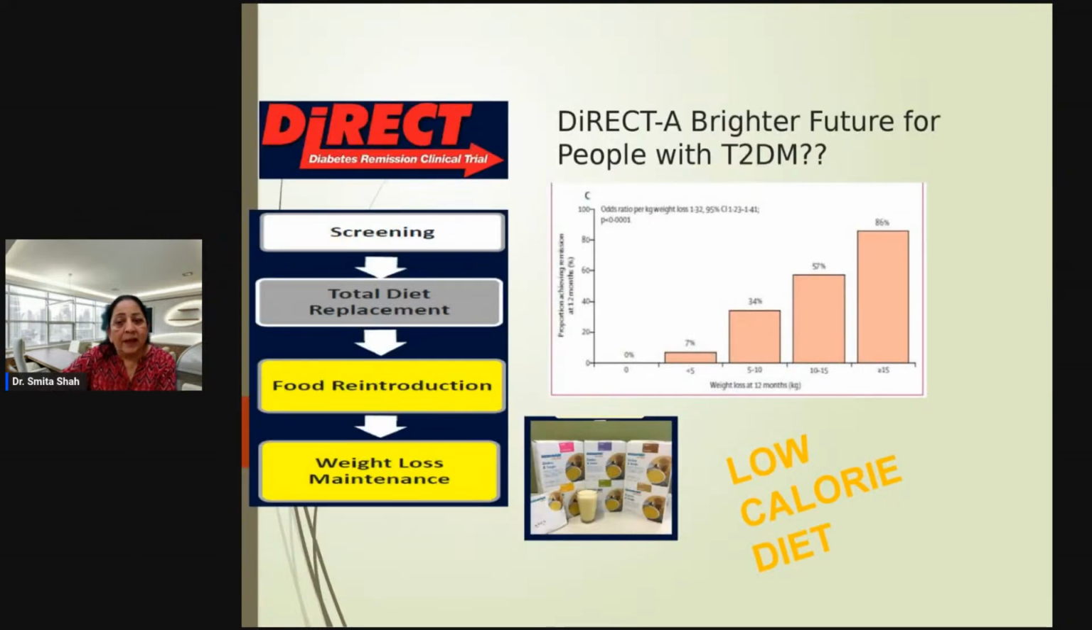So this is the DiRECT study. It was a very low calorie study, and these were its results. You can see the 15 kilo weight loss, and the remission lasted up to 2 years.